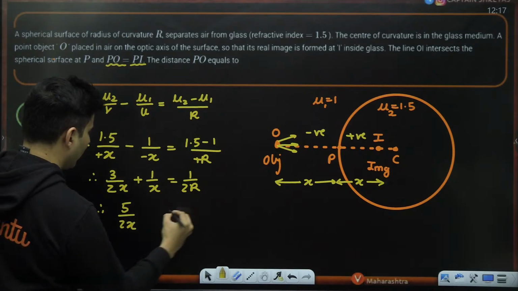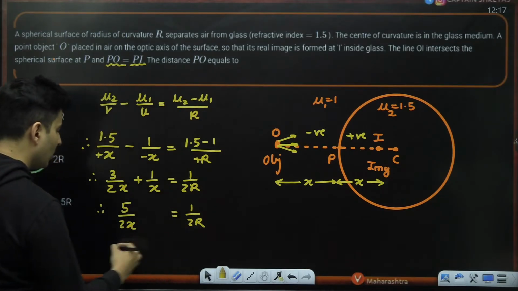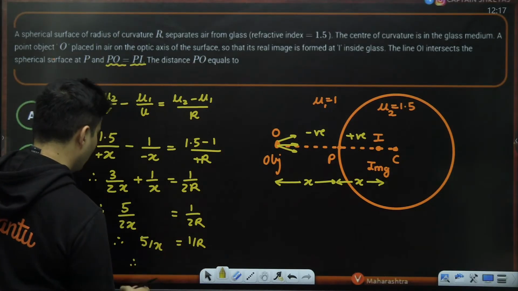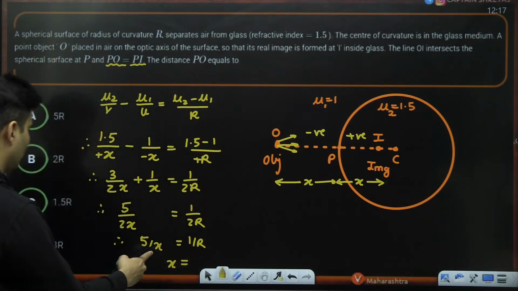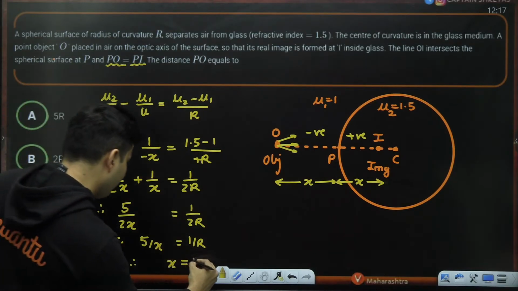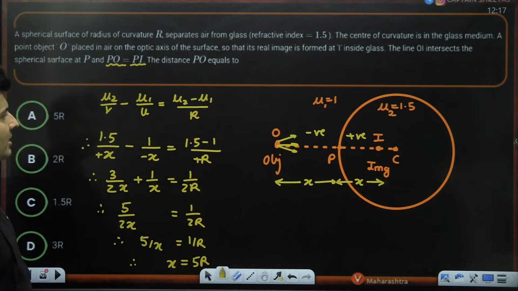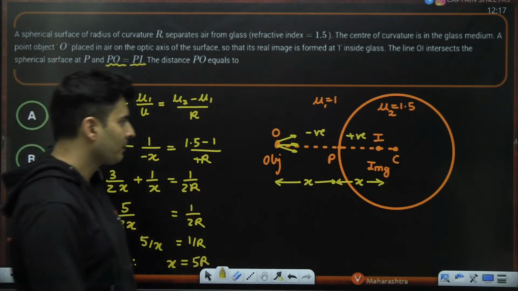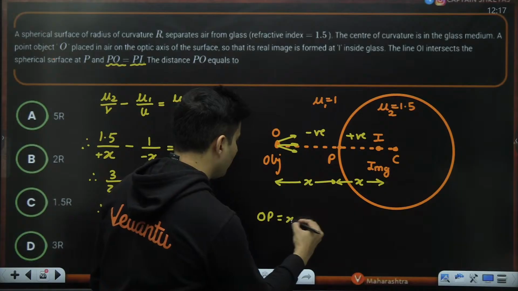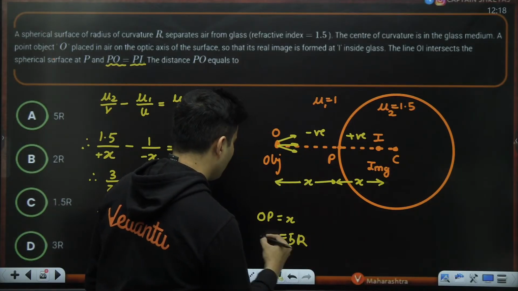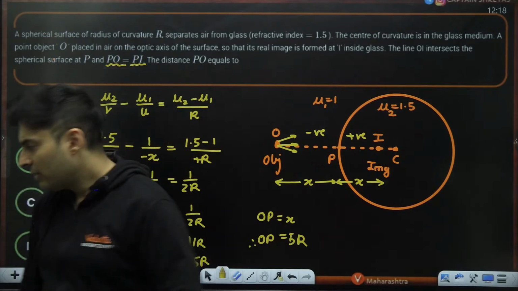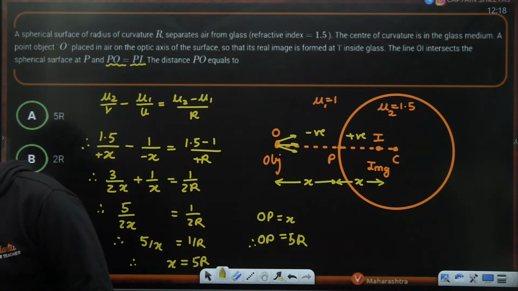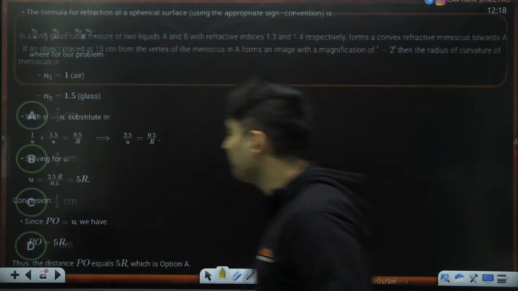So this will be 5 by 2x is equal to 1 by 2r. 2 cancels. So 5 by x is equal to 1 by r. I want x, right? So x will be 5 times r. So the distance PO, x, will be 5 times r, which is option A. Yes, option A is the correct answer. So the distance OP, which is equal to x, will be 5 times r. That is the answer. Everyone, option A, very good, Abhirani. Great, awesome, guys. Let's go to the next question on your screen.